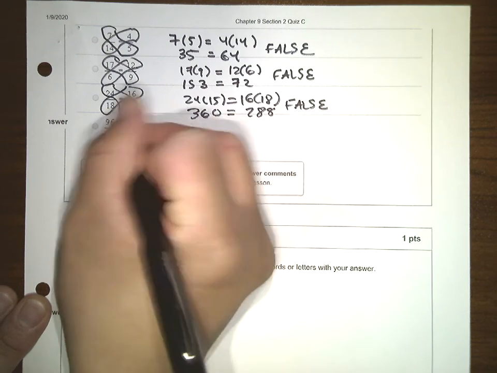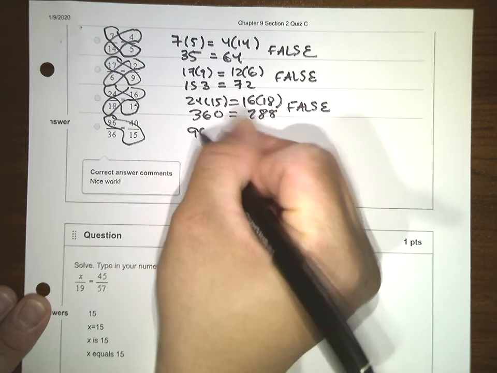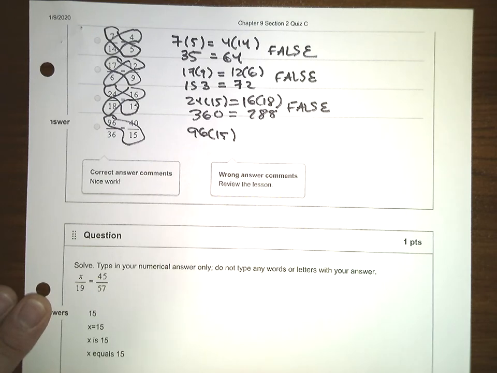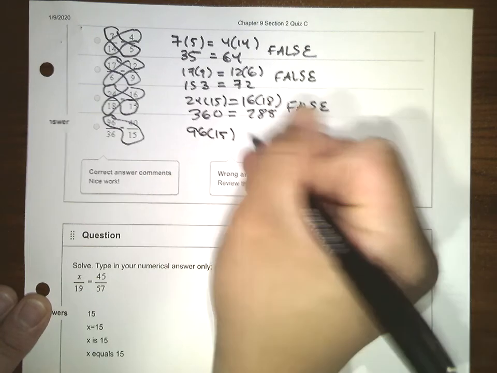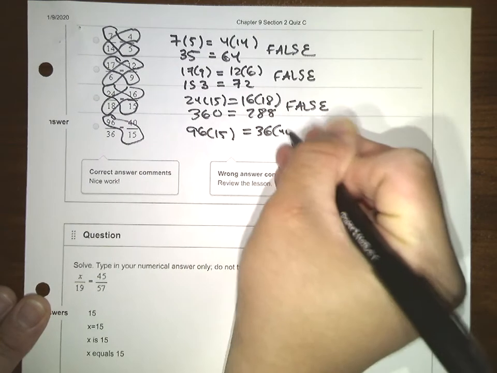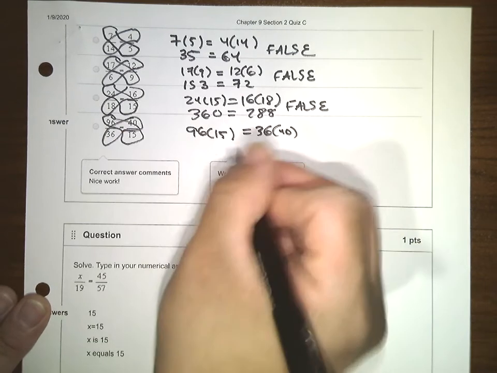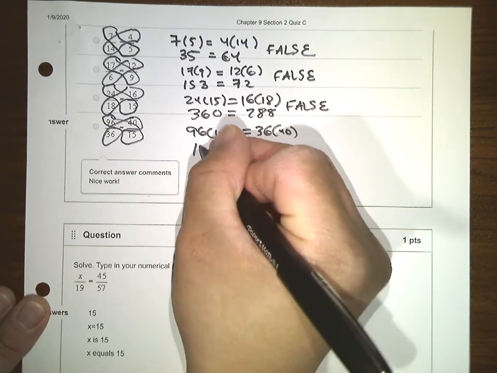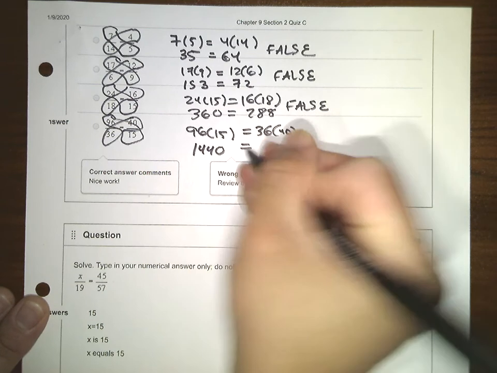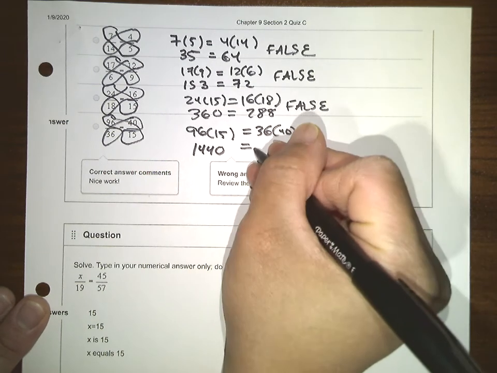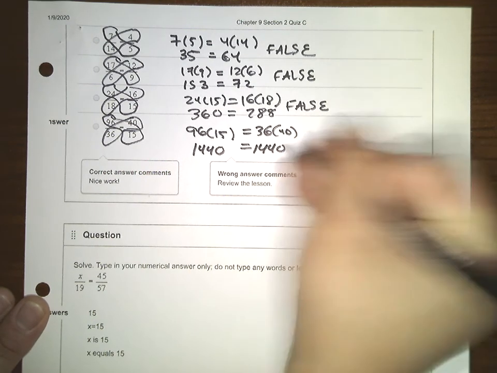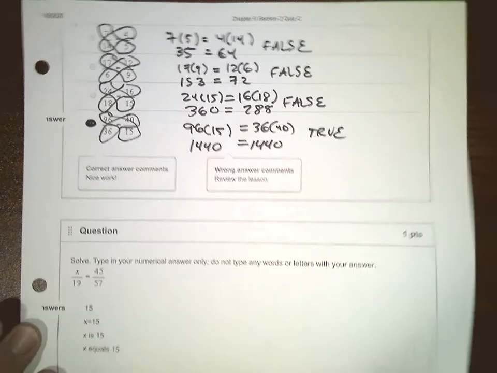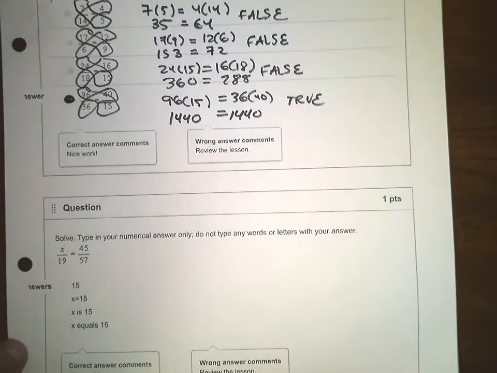All right, so now I'm hoping that the last one is going to be correct, and what I see here is that 96 times 15, does that equal 36 times 40? Well, 96 times 15 is 1,440, and 36 times 40 is 1,440, so that is true. So this is the proportion that's true. What a time to be alive.